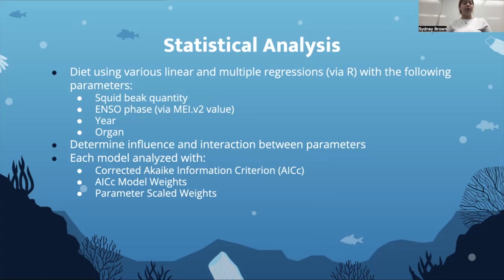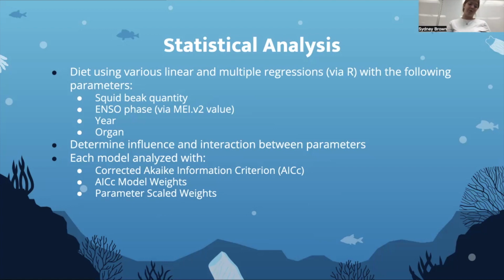Each model was further analyzed with corrected Akaike information criterion, AICc, as well as model weights, to help prevent overfitting of the model and to determine what is the quote unquote best model out of all the different models that I looked at. And then I also did parameter scaled weights to figure out which of these 4 parameters were the main driving forces behind the trends we see, in terms of which occurred most consistently in the best performing models.